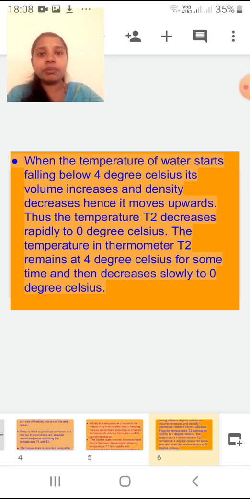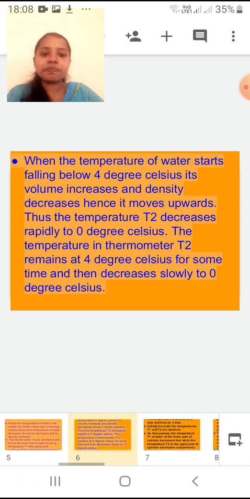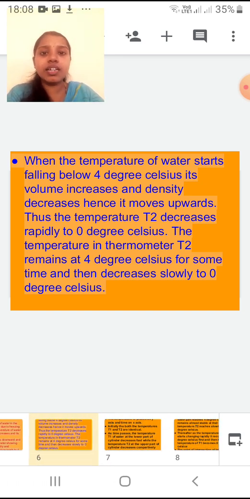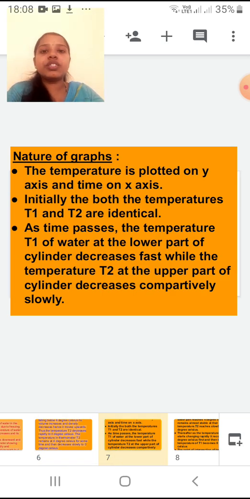Now as I said before, we are going to have a graph also. Okay. So in the next slide, we will see the graph and the explanation for the graph. Come to the nature of the graph. Now what you will see is that temperature will be on the y-axis, and time will be taken on the x-axis. Now initially, as I told you, I have taken water at a normal temperature. So both the thermometers T1 and T2 are identical. The temperatures T1 and T2 are going to be identical.